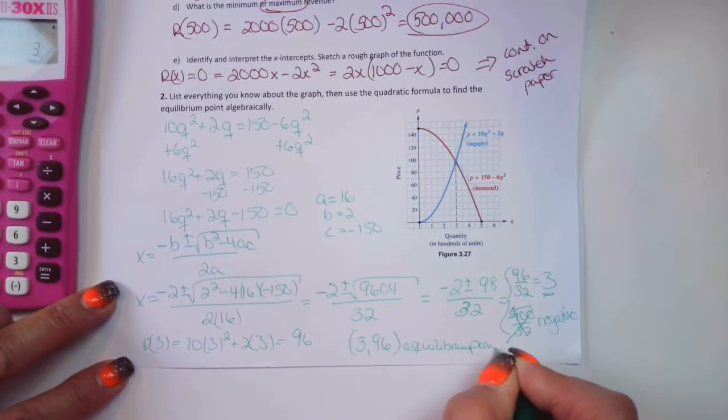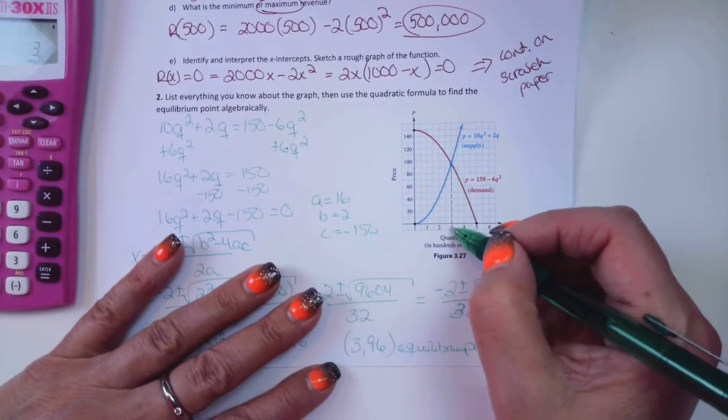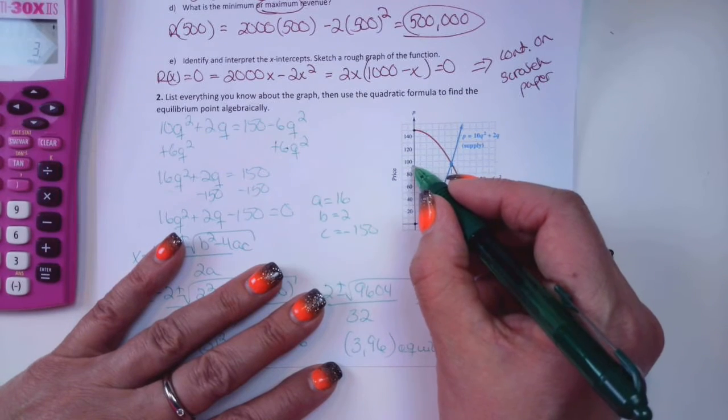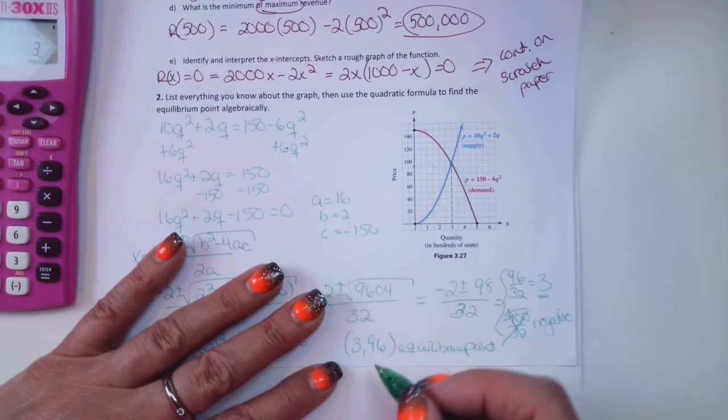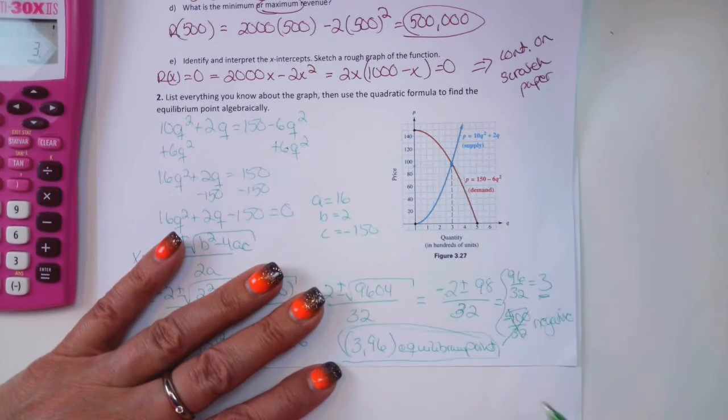And now we can make sure that we did it correctly. 3 is here. Yes, it goes to 3. And if we look at this y-axis here, yes, 96 makes sense. So this is our answer for that.